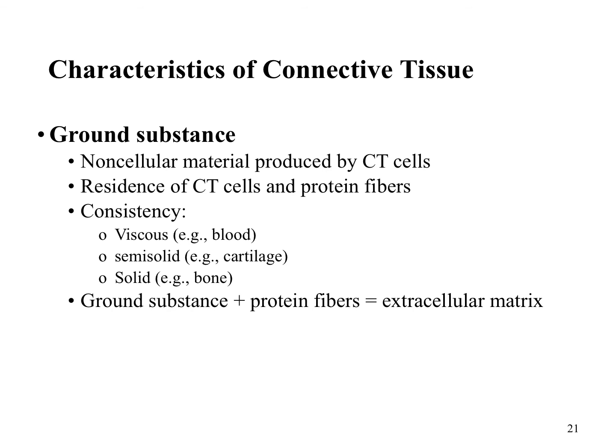Now let's talk about ground substance, which really gives connective tissue its diversity. You could have a liquid, a solid, or a semi-solid state for a connective tissue. Blood is a liquid, cartilage is a semi-solid, and bone is a solid. That ground substance, how it's arranged and what it's composed of, determines the structure of the connective tissue. Collectively, the ground substance with the protein fibers is what we call the extracellular matrix, the space between cells.